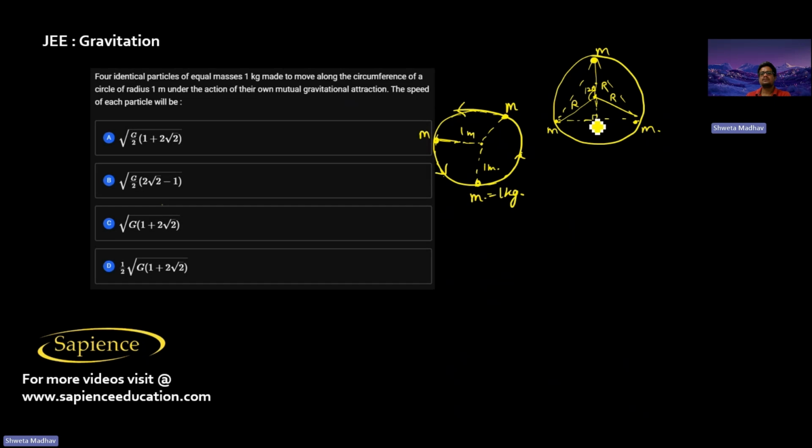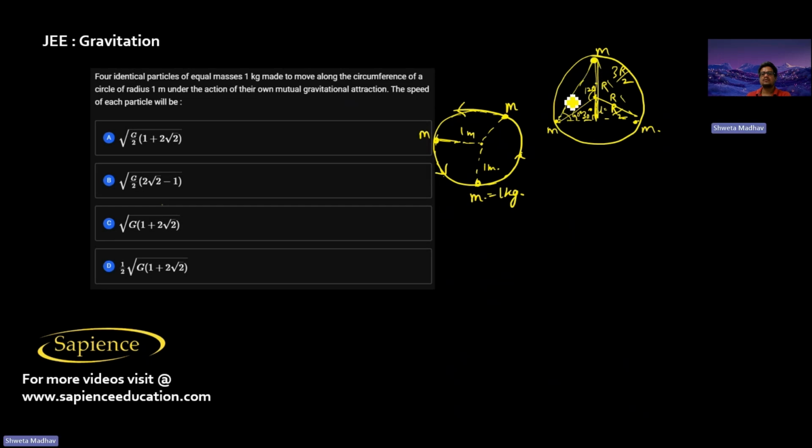This is 90 degrees. Now this is 60 degrees. This is R, so this is 30 degrees. So I can say this length L will be equal to R sin theta. So R sin 30, that is R by 2. So this length is 3R by 2.